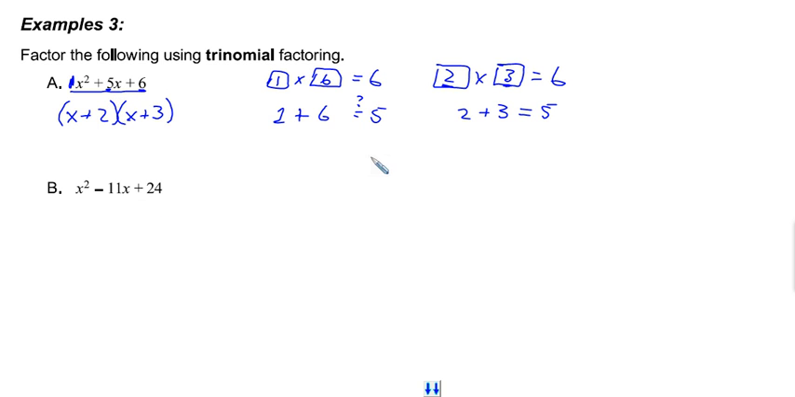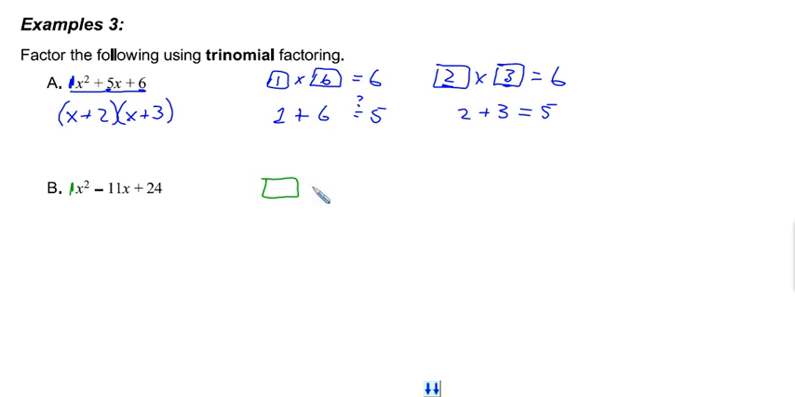Okay, and I'm going to work another example right here. I guess I probably should have mentioned what is a trinomial. A trinomial is a polynomial with 3 terms. So we're always looking for a polynomial with 3 terms if we're going to do trinomial factoring. Okay, it does have a 1 in front. So that allows me to use this process.